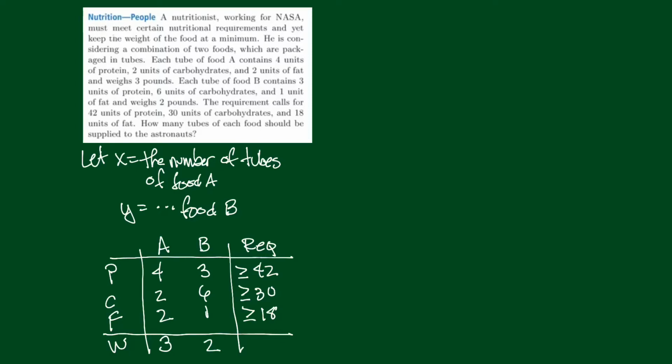Now, what I'm trying to do is this: how many tubes of each should be supplied to the astronauts in order to keep the weight at a minimum? So what I'm trying to do here is to minimize W. And what is W? You go down to W here. W is 3 X's and 2 Y's. A is our X, B is our Y, so we have 3 X's plus 2 Y's. So I want to minimize 3X plus 2Y, minimize the weight, subject to these constraints.